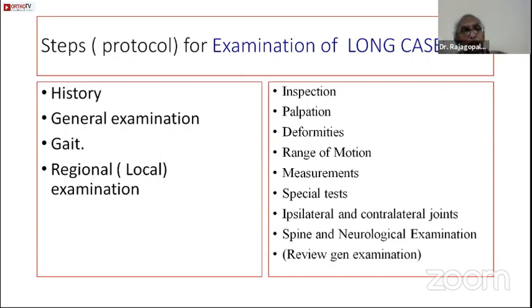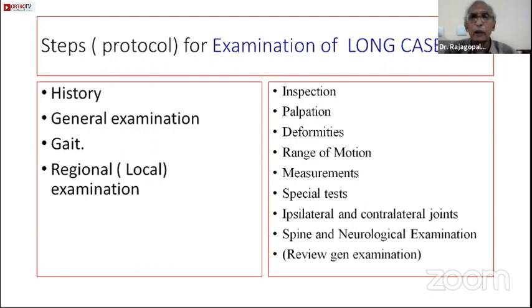We start with the history, which we heard, general examination, then gait. Gait could be in the beginning, gait could be later. It doesn't make a difference. I prefer it at the beginning because in the end, if you run short of time or you forget, you may easily forget it. Then comes the regional examination, local examination, which is inspection, palpation, deformity assessment, assessing the range of movements, measurements, different types, special tests, other joints, spine, neurology, and review.